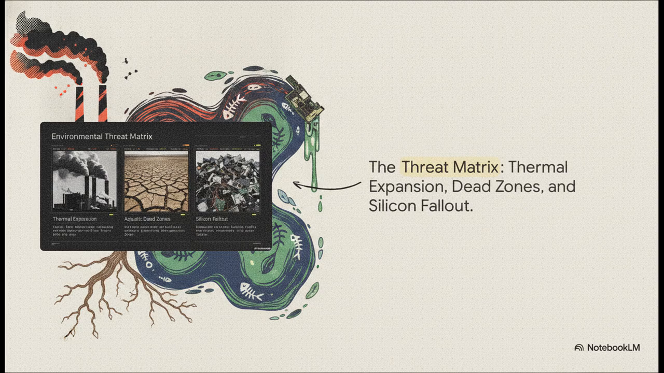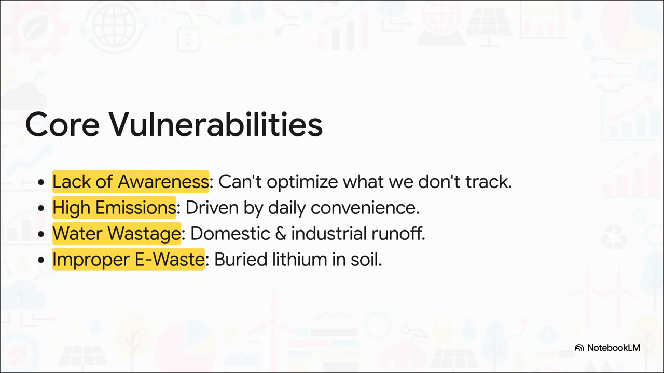It's a lot, right? So you might be wondering, why is all this happening despite our best intentions? Well, the sources trace it down to 4 core vulnerabilities rooted in what they call an action disconnect. First up, there's just a fundamental lack of awareness. We simply can't optimize what we don't track. Second, we're seeing high emissions largely driven by our daily convenience. Third is massive water wastage from domestic and industrial runoff. And fourth, improper e-waste disposal. Instead of being reclaimed, valuable lithium is just getting buried in the soil.